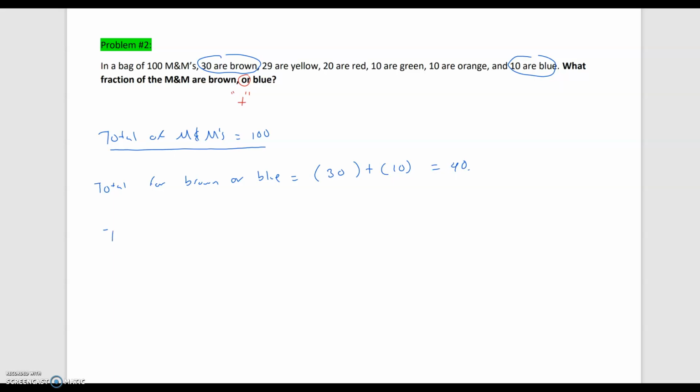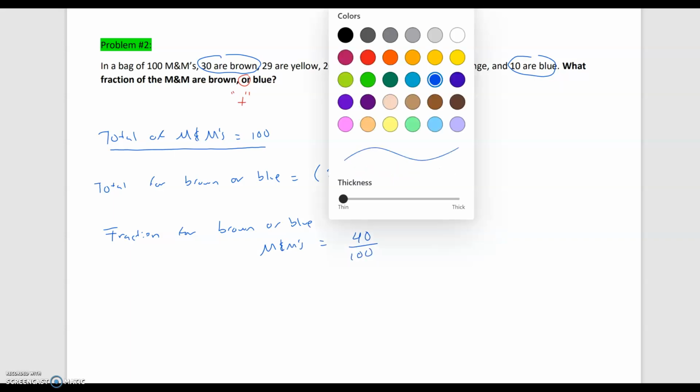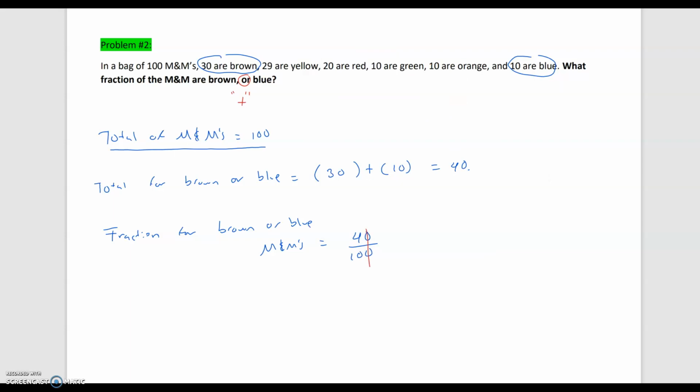So the fraction for brown or blue M&Ms is equal to 40 over 100. And then in this case, we can cancel one of the zeros, so we're left with 4 over 10. And this is equal to 2 times 2 and 2 times 5, so we can cancel one of the 2's and end up with 2/5.